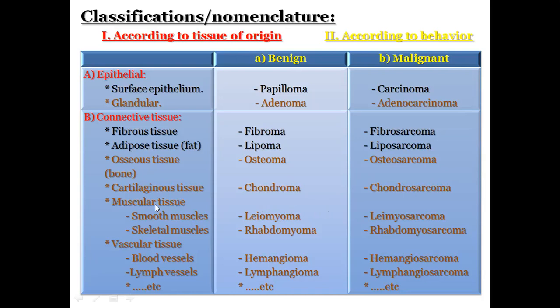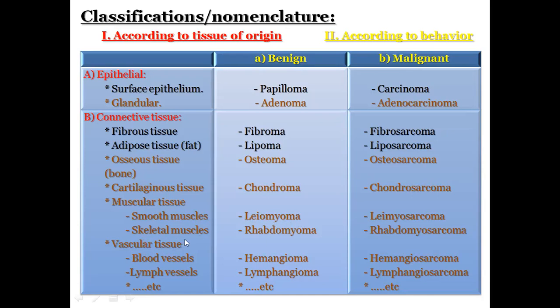But muscular tissues, muscles, have different types, like smooth muscles, which are involuntary, non-striated muscles, and skeletal muscles, which are voluntary and striated. So smooth in Latin is leio. So a benign tumor arising from smooth muscles is called leiomyoma. Leio, smooth, myo, muscle, oma, mass of smooth muscles. So leiomyoma, a benign tumor arising from smooth muscles.